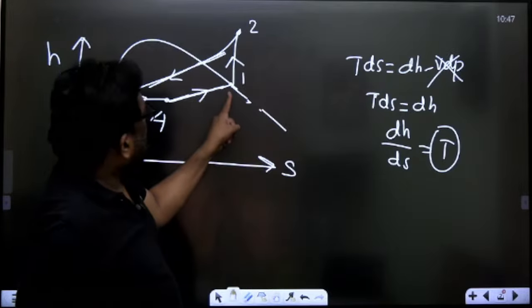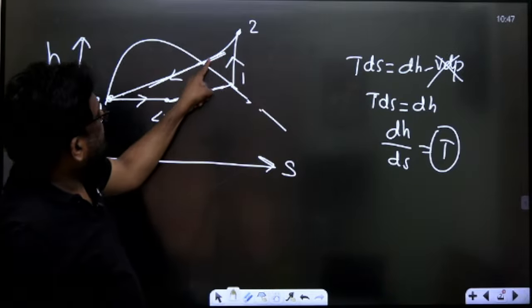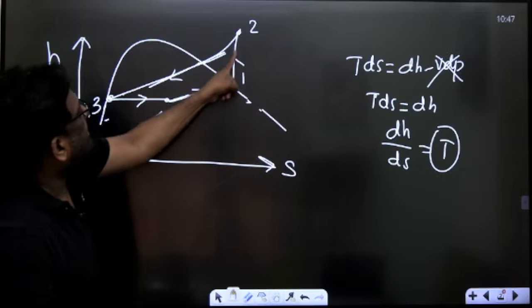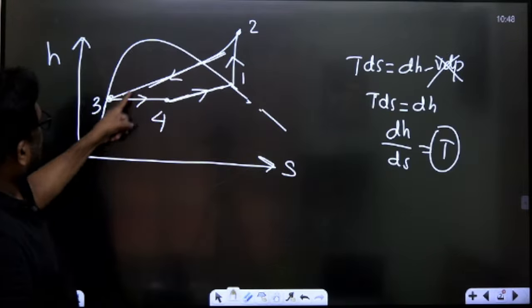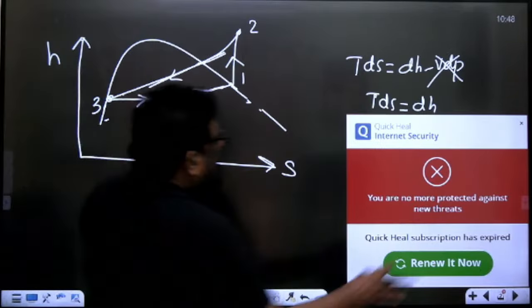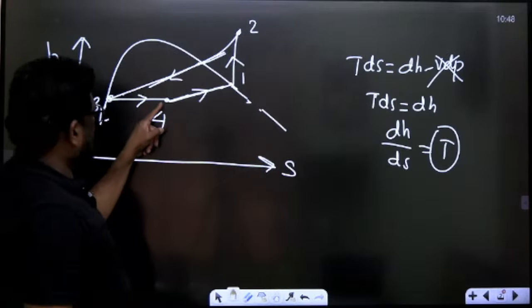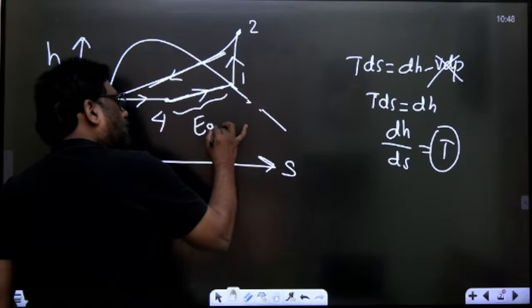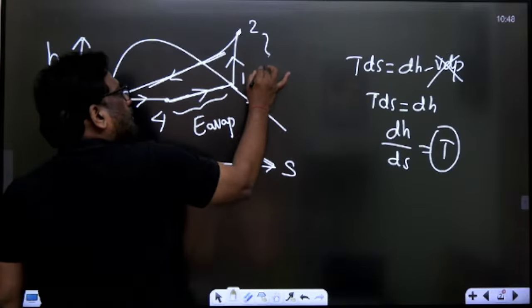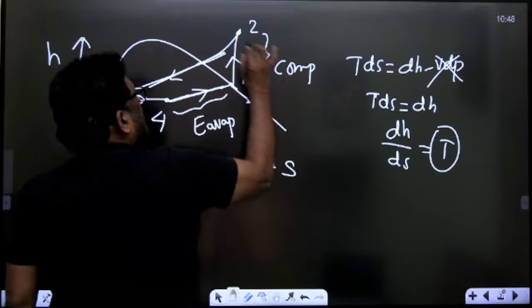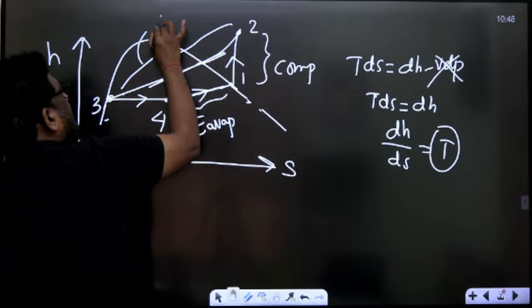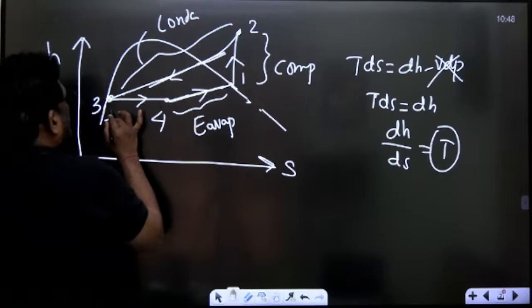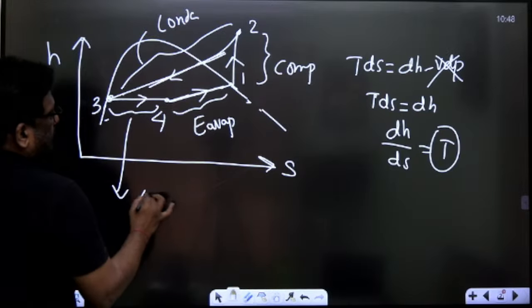Isentropic compression, constant pressure: this is occurring in the compressor, condenser, expansion device, and then the evaporator. 4 to 1 is occurring in the evaporator, 1 to 2 is occurring in the compressor, 2 to 3 is occurring in the condenser, and 3 to 4 is occurring in the expansion device.